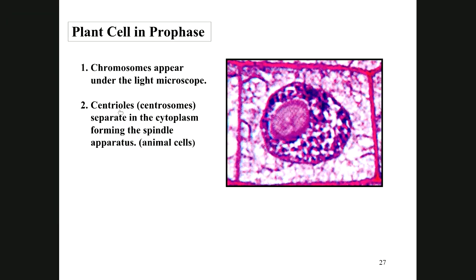Centrioles are going to start migrating. You can't see them on here, but the reason you can't see them is because this is a plant cell. Plants do not have centrioles, but they're still going to form the spindle apparatus from one pole to the other. You're still going to see microtubules. So it says centrioles separate in the cytoplasm, forming a spindle apparatus only in animal cells. Plant cells do not have centrioles. There's still going to be a spindle apparatus formed, but no centrioles. So that's prophase.